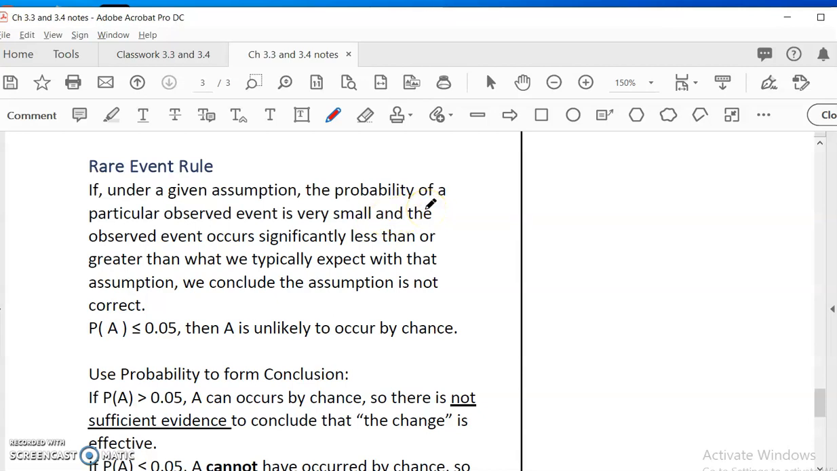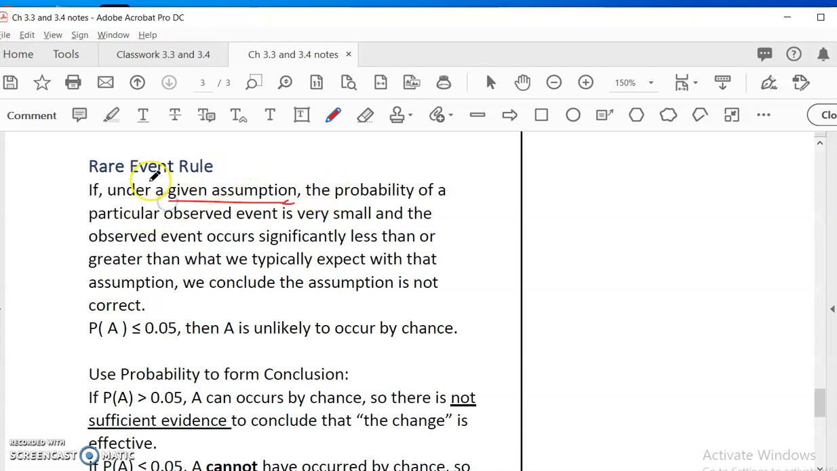I went through this before in chapter 1, saying that if a statistician sees something that is really rare, they will be surprised, and you can actually make some conclusion. So what is it based on? It's based on something called a rare event rule. The way you do it is you will have an assumption. The assumption is the default or common assumption, whatever is already accepted.